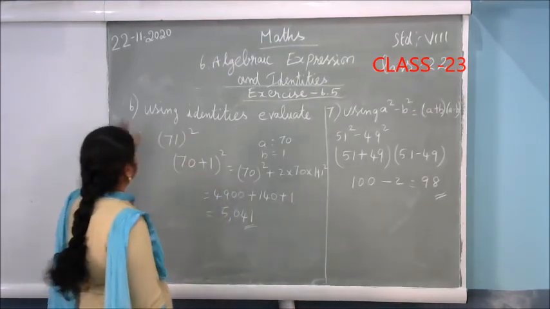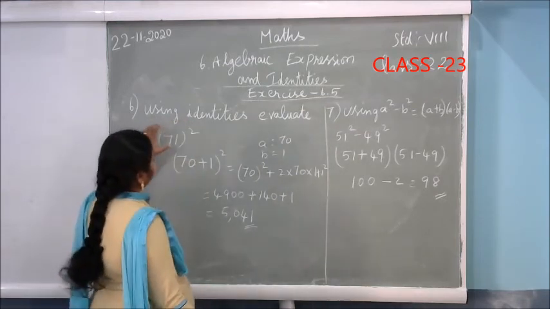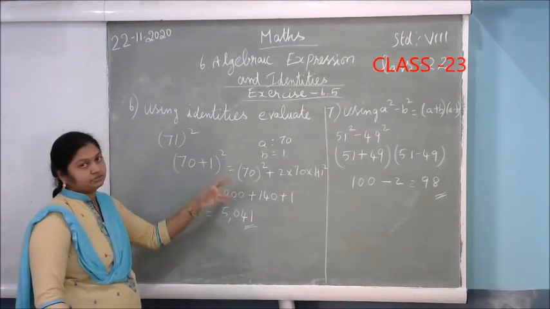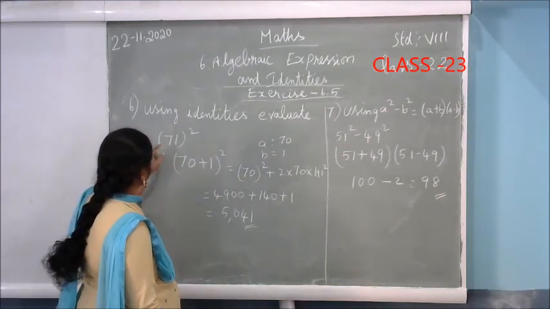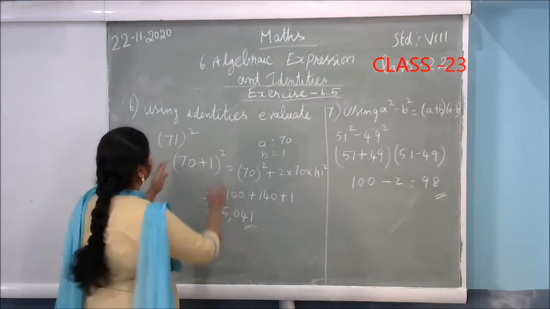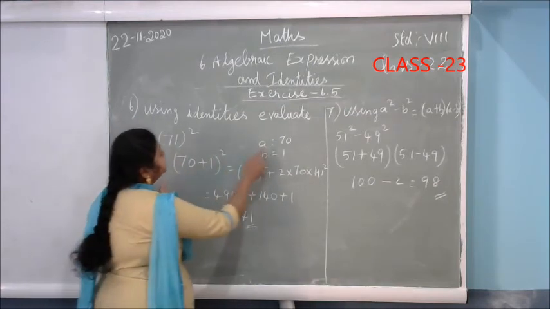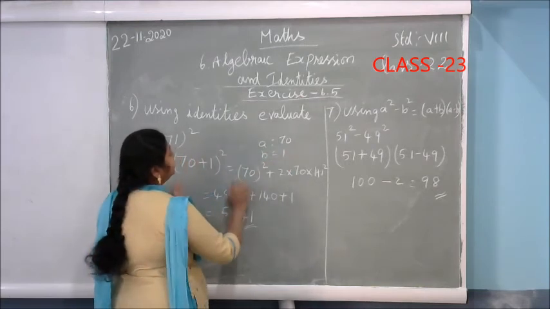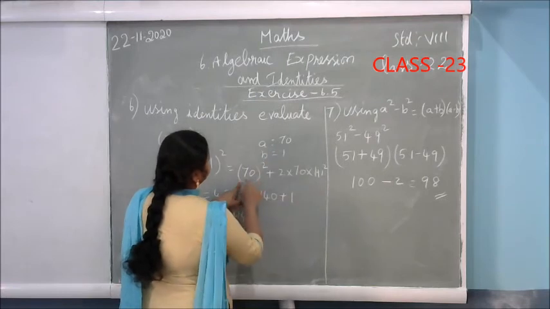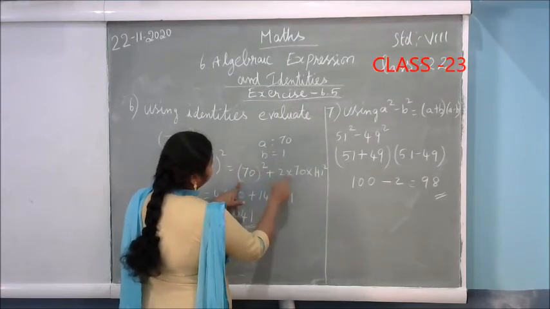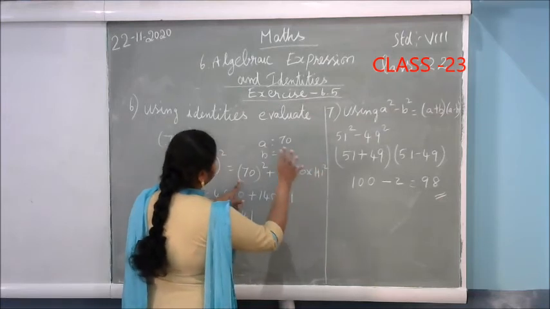Sixth one is using identities evaluate. 71 square they have. 71 you can write as 70 plus 1. This is the identity used. Using the first identity you have to solve this problem. Here a is 70, b is 1. We have to put the formula. A square is there, no? Instead of a square, 70 squared I wrote, plus 2 into 70 into 1, plus 1 square, instead of b square, 1 square will come.